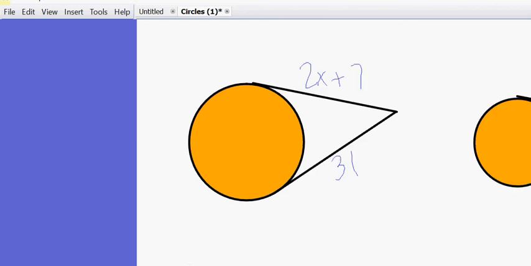So we can apply this to some problems. Look at these two problems. The first one, you've got 2x plus 7 and 31. What do I know about these two expressions? They are the what?